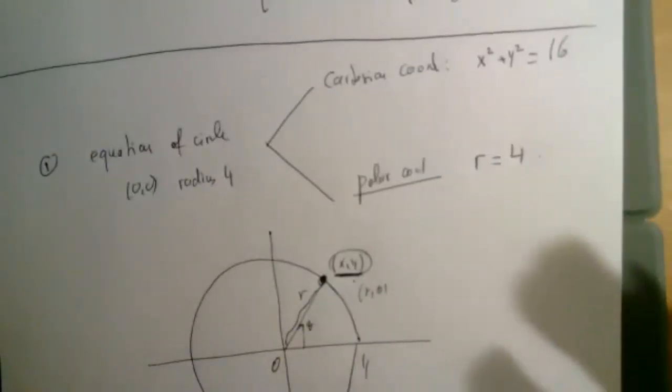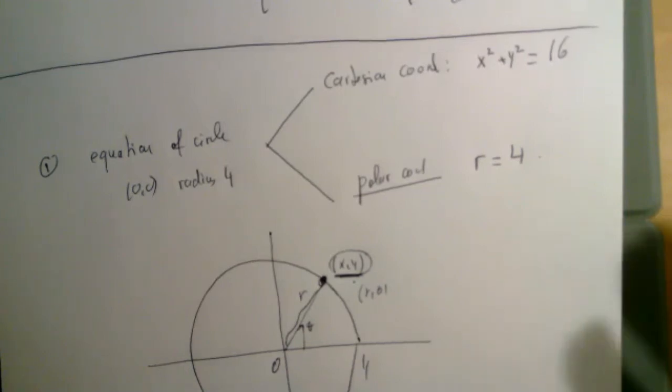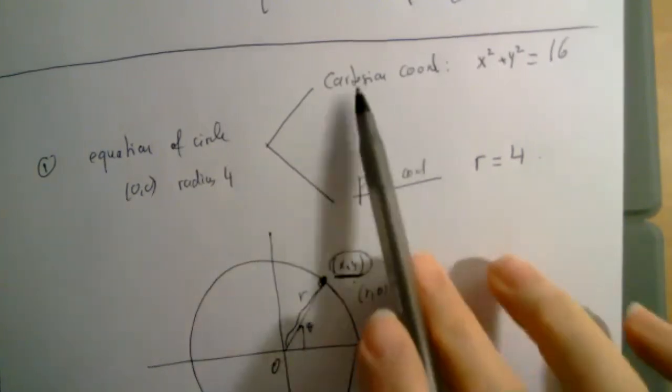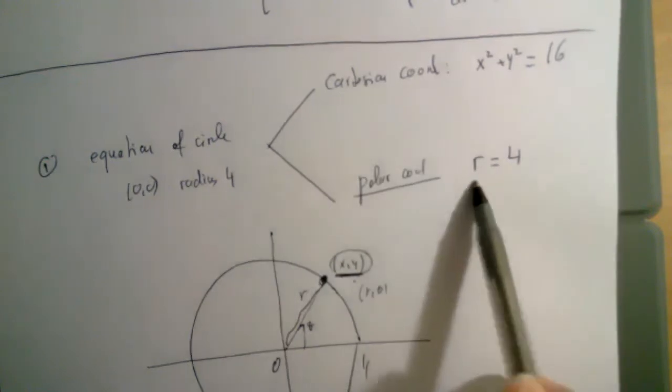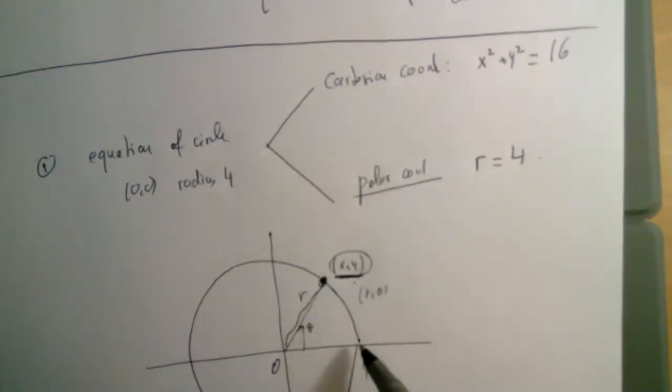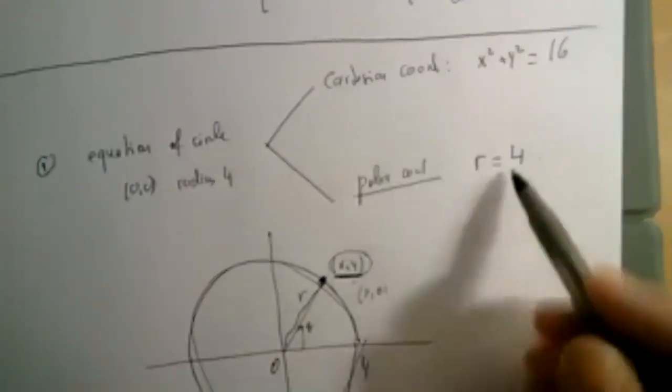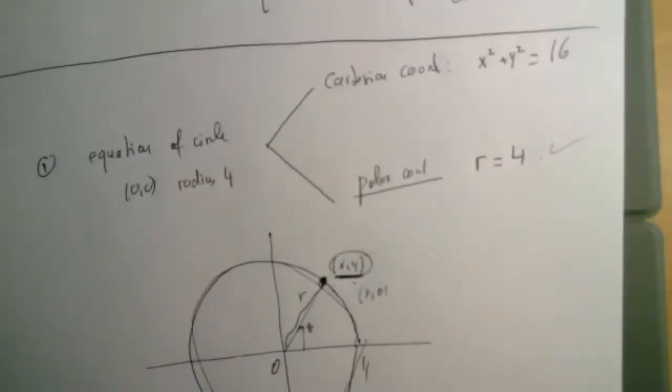You can take its equation in two different coordinate systems. In the polar, it's fairly simple, r equal to 4, because what characterizes every point here is that its distance to 0 is 4. So that's the equation in polar. In Cartesian, it becomes x squared plus y squared equals 16.